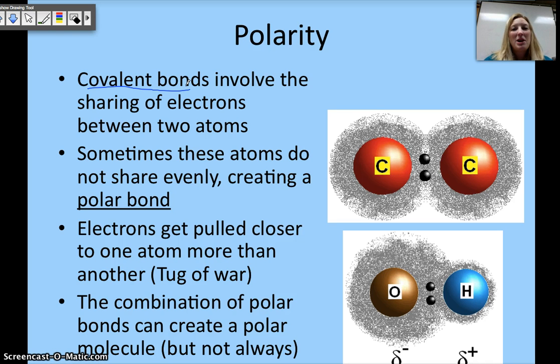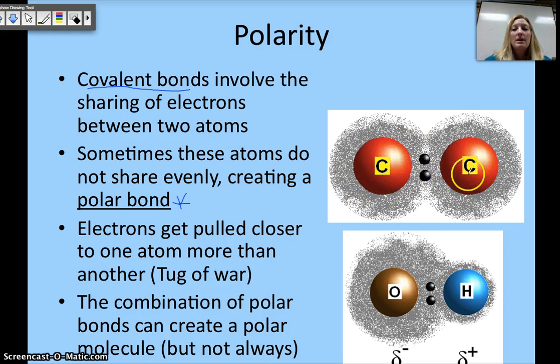Sometimes, though, in these bonds, atoms don't share evenly. Most everything in chemistry is fair, but sometimes there's those bully atoms that like to steal electrons. And these create polar bonds. Polar bonds are bonds where electrons are not shared evenly. In these types of bonds, electrons get pulled closer to one atom than they do another. It's kind of like a tug of war between the electrons.